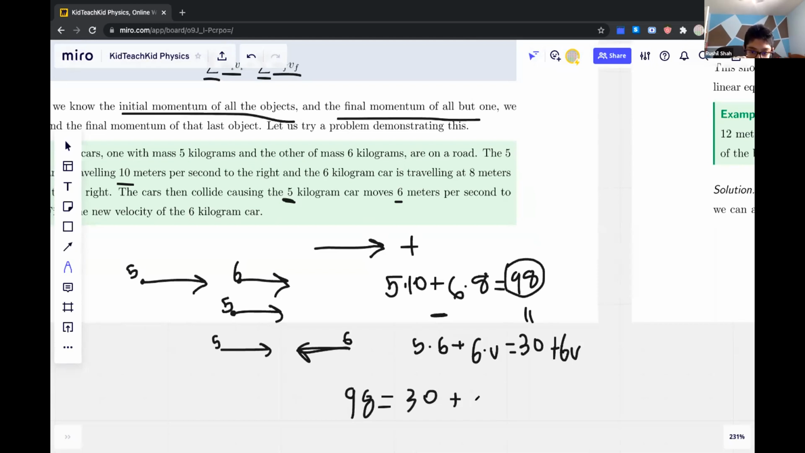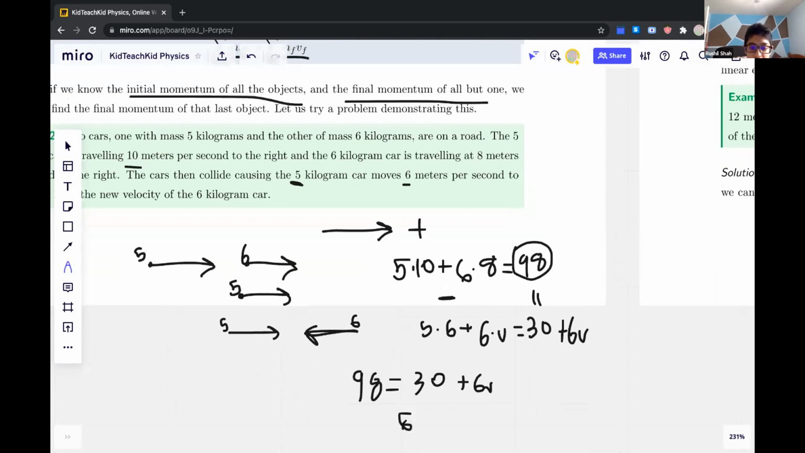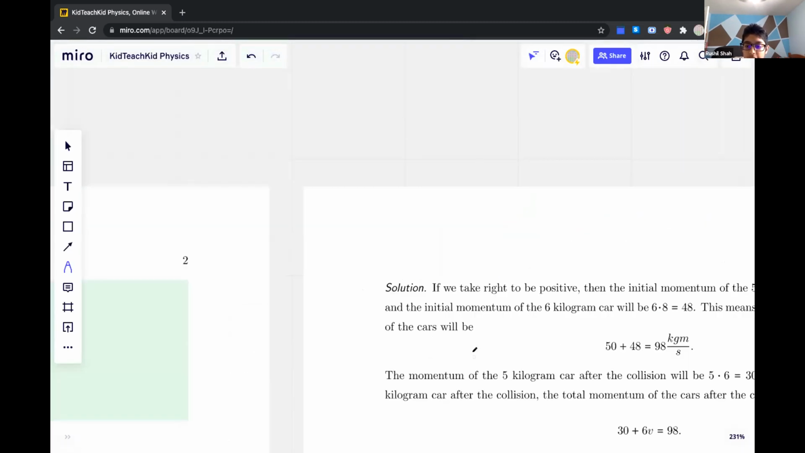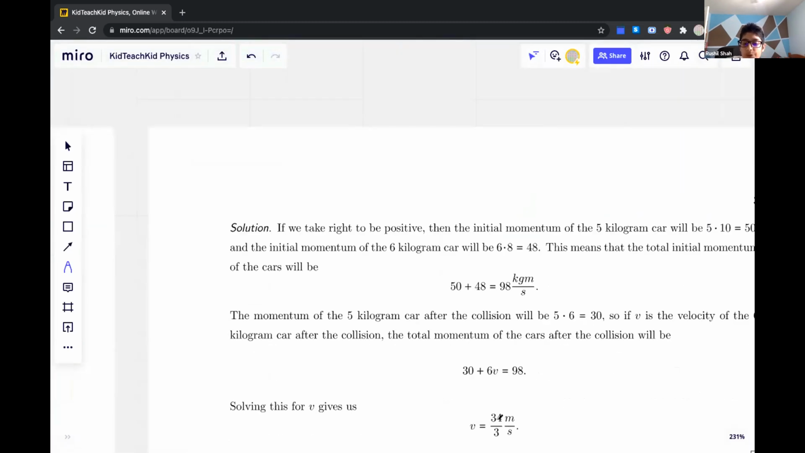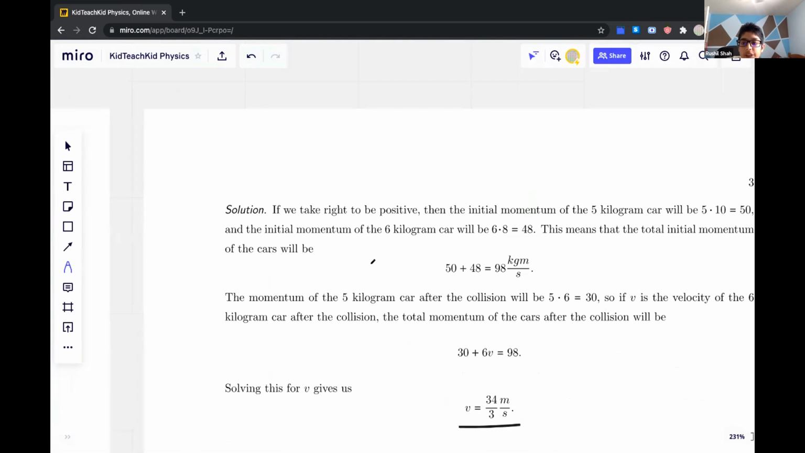So if we let 98 equal 30 plus 6v, we can just solve for v. So subtracting 30 from both sides gives us 68 equals 6v. So this means that v is going to be equal to 68 over 6. Or you can simplify that and you should get 34 over 3. So yeah, that's how we use conservation of momentum in a collision. Does anyone have any questions?